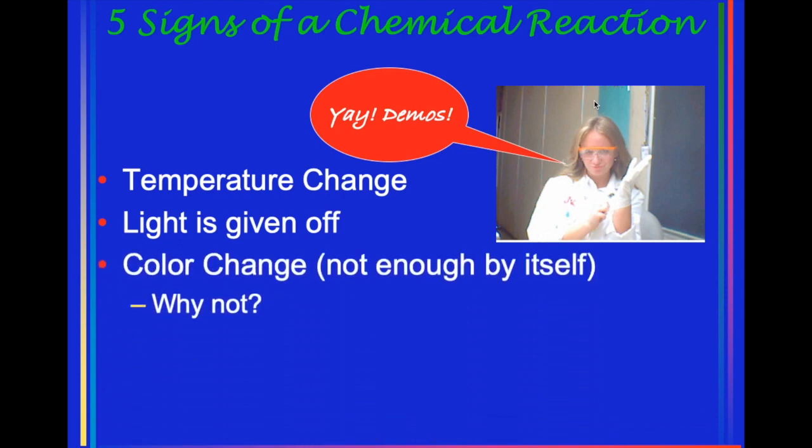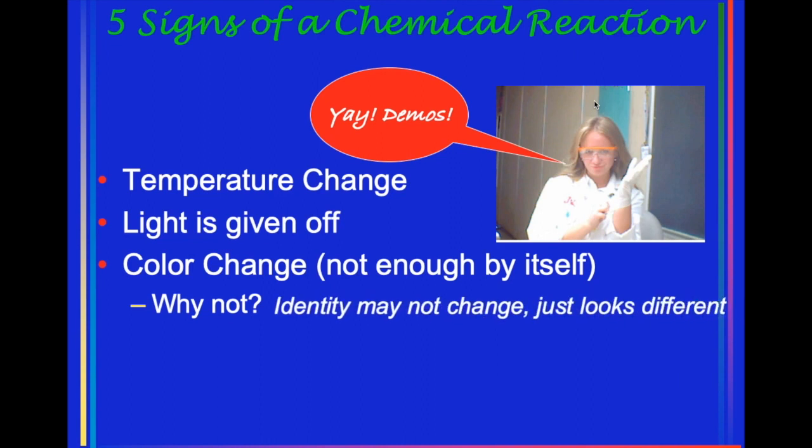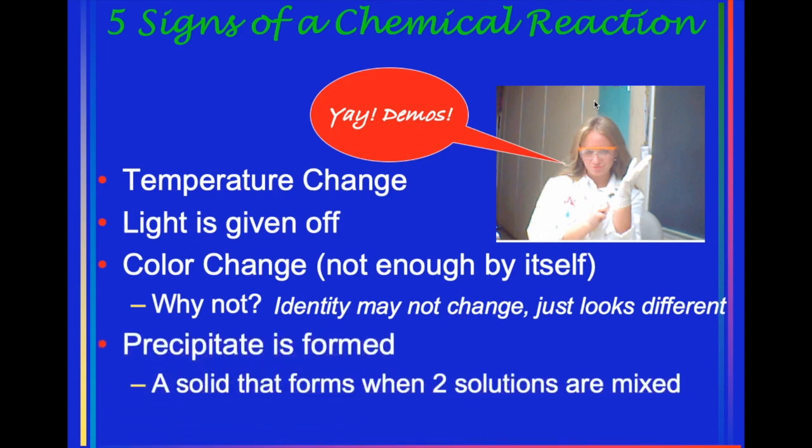Well, color change, remember, can be tricky because you can come up with a physical change that is a color change. So, color change, we say, is not enough by itself because sometimes the identity doesn't change, it just looks different. So, usually we're going to say a color change needs to happen with something else for now. The more chemistry you learn, the more you'll see that color change could be a sign of a chemical reaction. You just have to know more about what's going on.